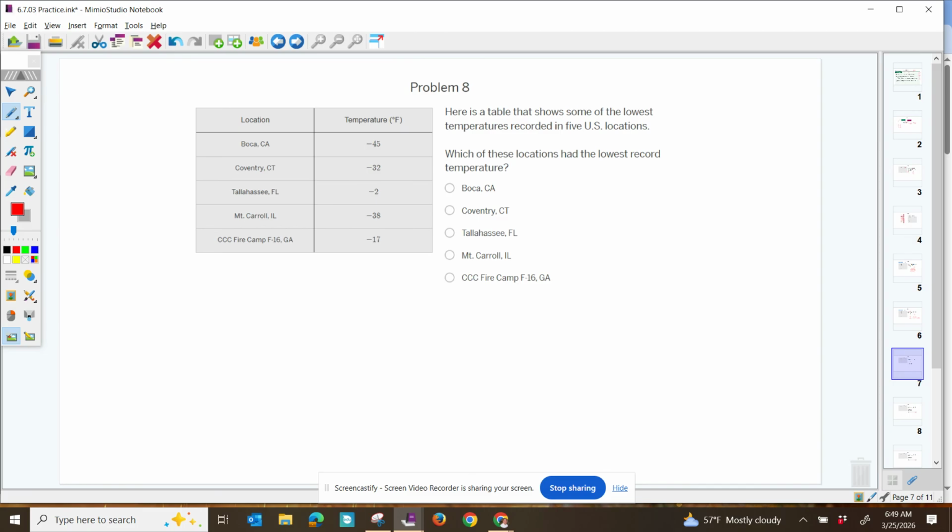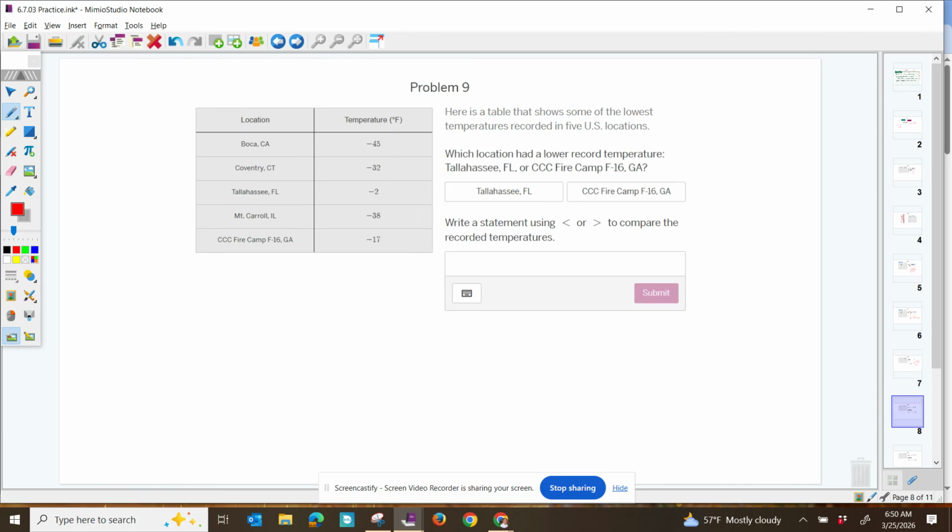Of these places, which has the lowest temperature? It is negative 45, Boca, California. That's not a place that you'd want to be. Water freezes at 32 degrees Fahrenheit and 0 degrees Celsius. That's why Celsius is a better system, but we still use Fahrenheit here in the United States. But to get to negative 45 degrees from 32 degrees, wow, you're looking at 77 degrees difference. That's 77 degrees below freezing. Not a place for warm-blooded people. Heck, polar bears would probably not like that.